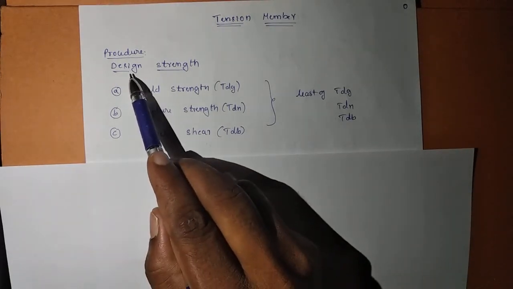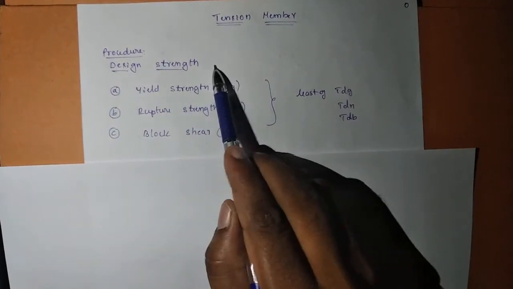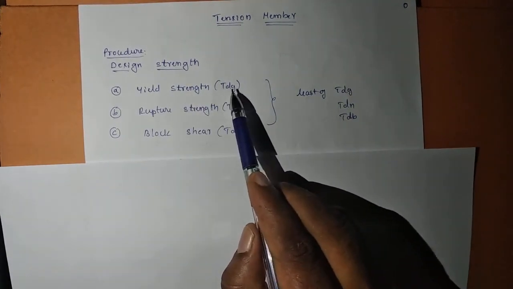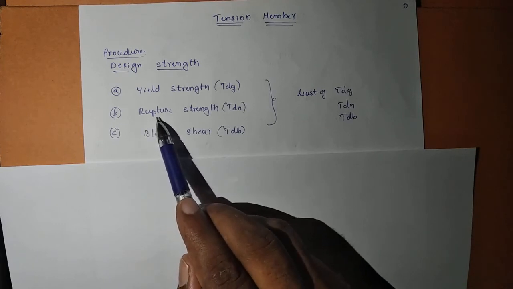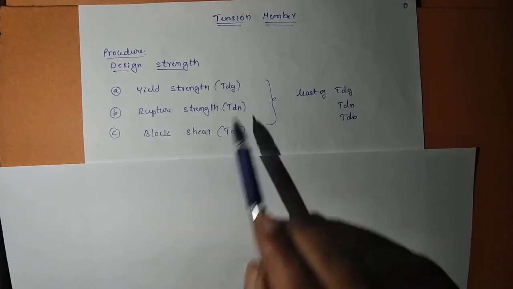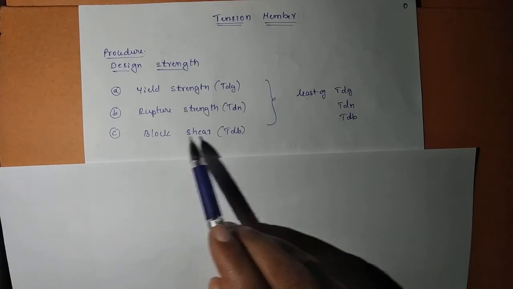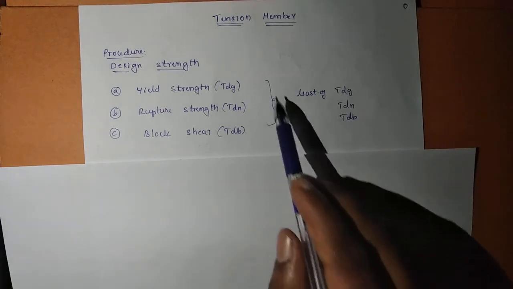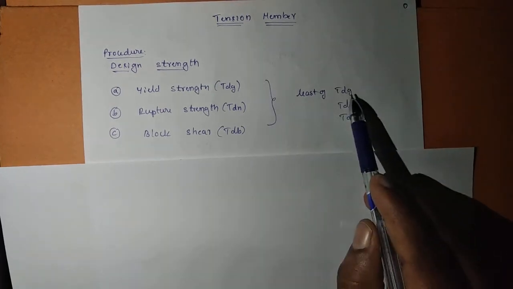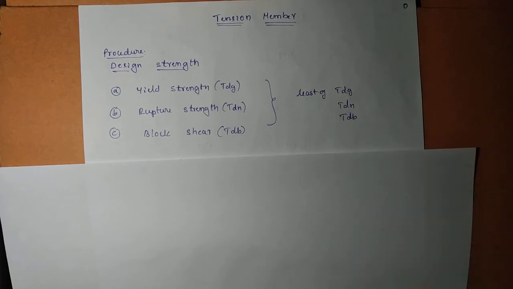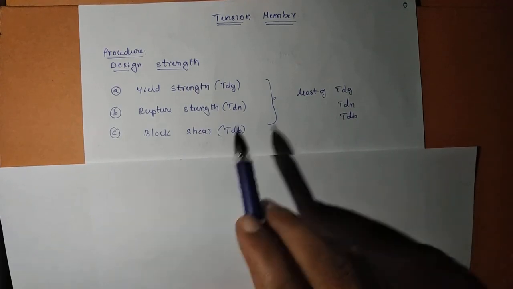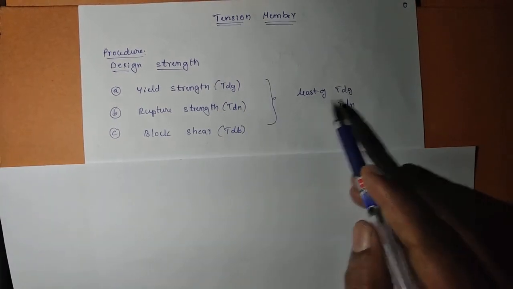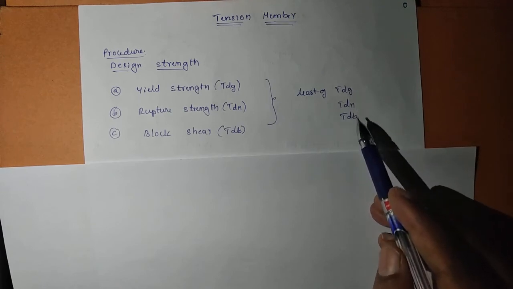This is the procedure to calculate the design strength of a tension member. First, we calculate the yield strength, that is called TDG. Next, we calculate the rupture strength, that is called TDN. Next, we calculate the block shear, that is called TDB. After that, we select the least of these three values, TDG, TDN and TDB. The design strength of the member will be the smaller of these three values.